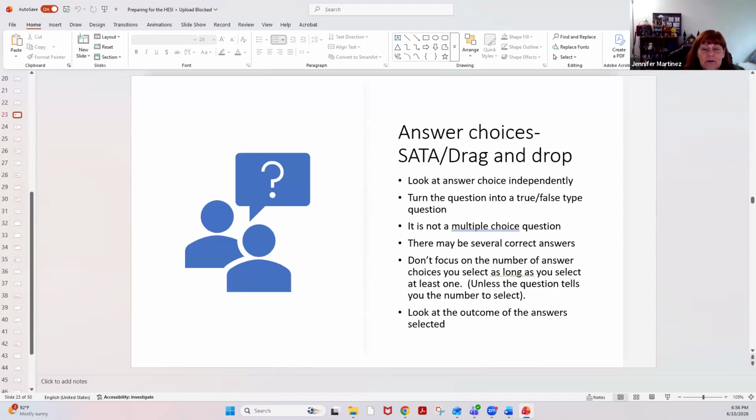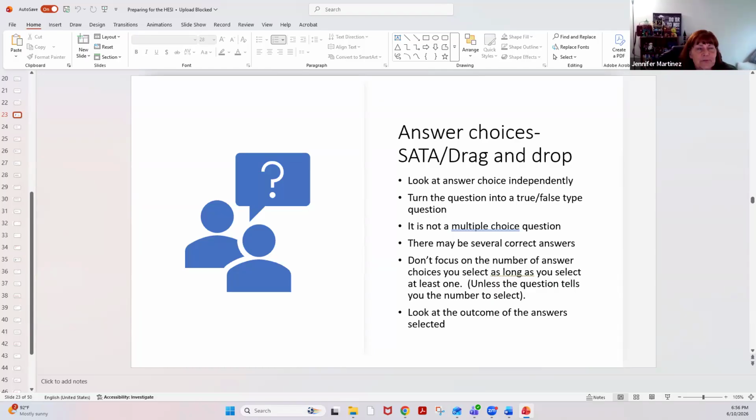All right. Now we're going to do select all that apply. Okay. Everybody loves these, right? So, best advice for select all that apply. Look at each answer choice independently and turn the question into a true or false type question. So, when you're looking at the answers, tell yourself, is this true or is it false? Okay. And that's how you make your determination. It's not multiple choice. There can be several correct answers.